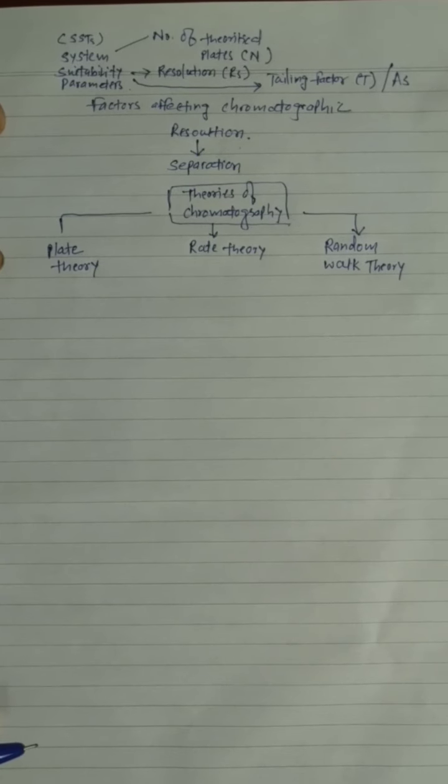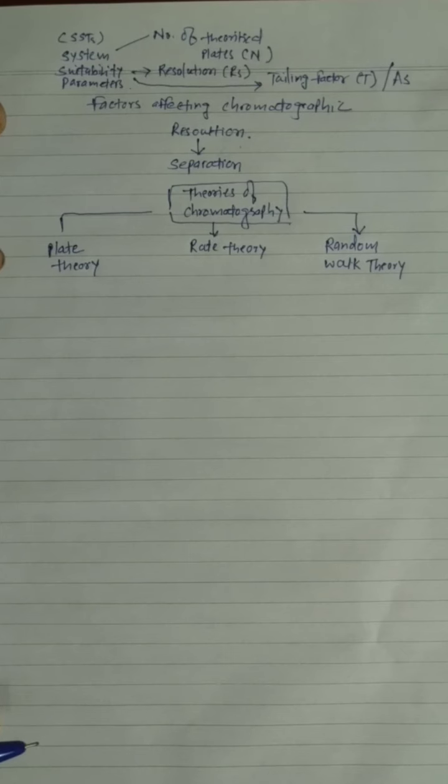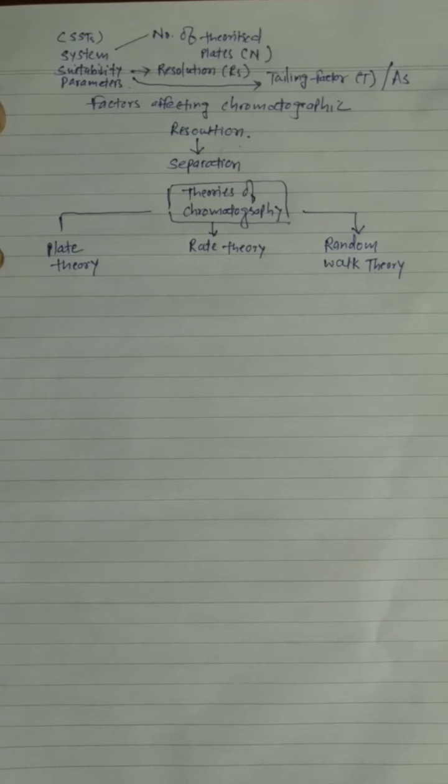Whenever we are saying a separation is taking place, one of the major requirements for separation to take place is equilibrium. Equilibrium that is established between the stationary phase, the mobile phase and your analyte. Now when this equilibrium takes place between these three components, then separation will take place.